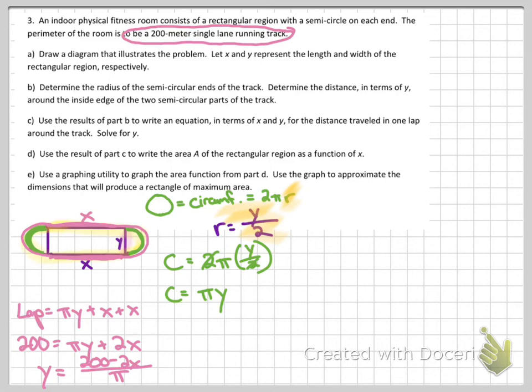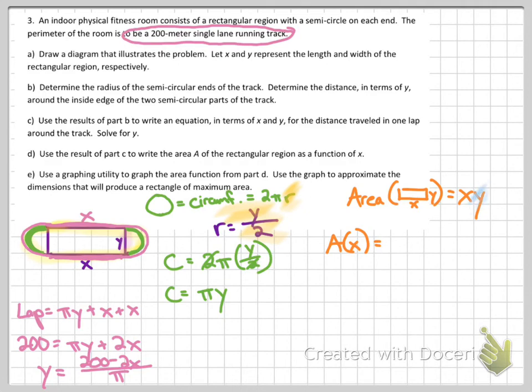D, use the results from part C to write the area of the rectangular region as a function of x. So just go back to what you know. Area of a rectangle. It was x, y, right? So the area is going to be x times y. But they want it as a function of x. That means area in terms of x. That means I can't have any y's in my equation. So this y can't be there.